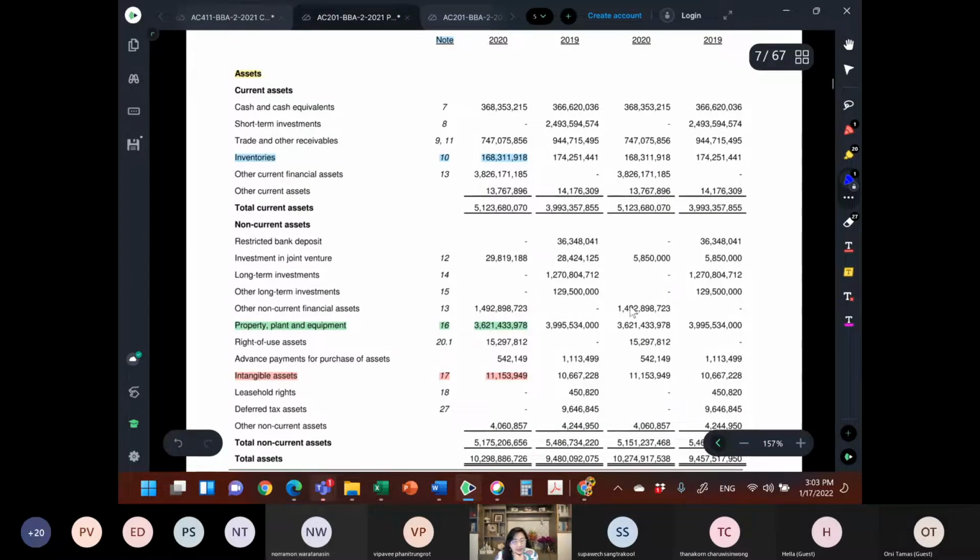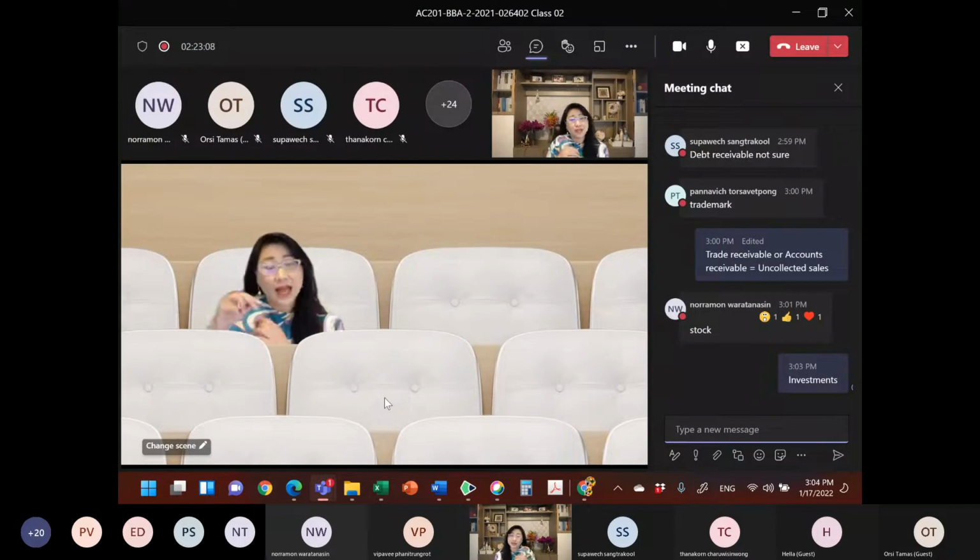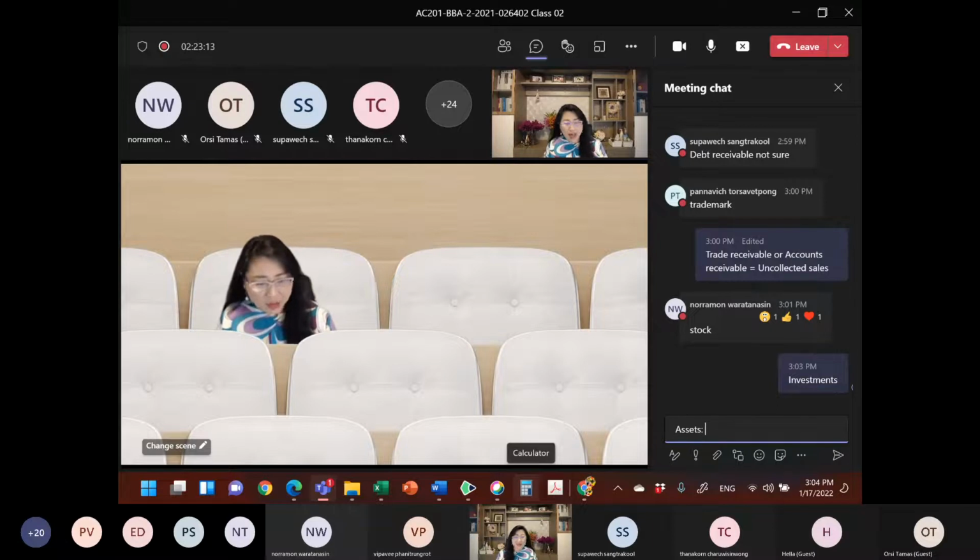For the list of assets, as you can see over here, in total, it's 10 billion baht. And over here, you have to divide the asset into current asset and non-current asset. So there are basically two parts to it. Let me elaborate on this. How do we classify the asset into current and non-current? Total assets, you have current assets and also non-current.